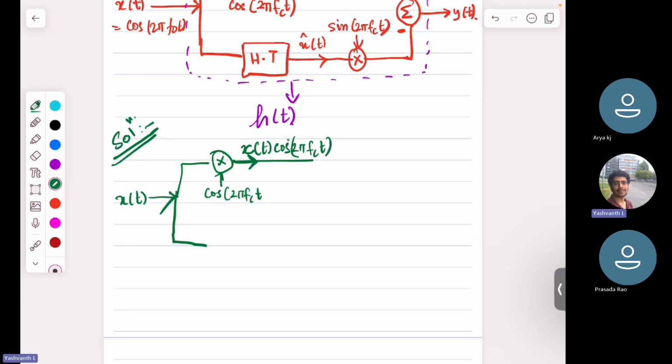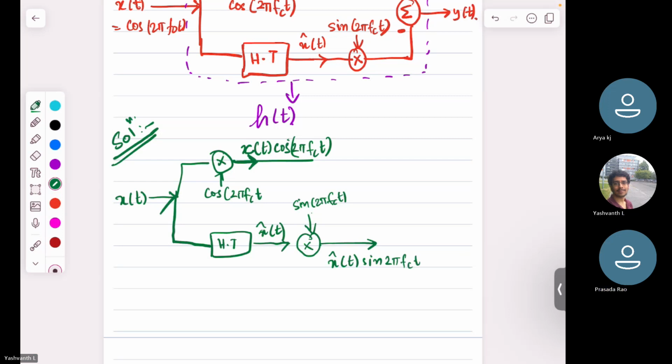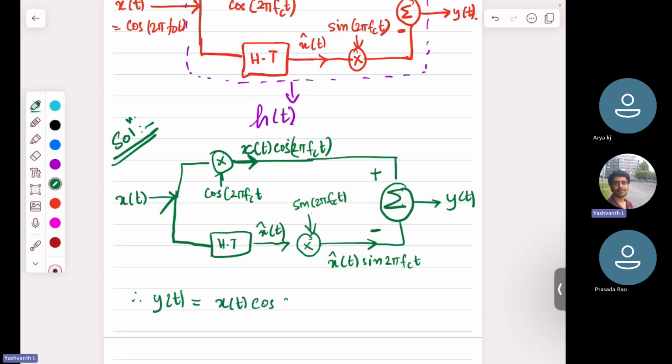Now what happens? In the bottom part you make a Hilbert transformer, and this is nothing but x hat of t, and that undergoes a sine multiplication. So what is the output of this multiplier? x hat of t into sine 2 pi fct. Now both are going through an adder where the top part is plus and the bottom part is negative. That output is y of t. So therefore your y of t is nothing but x of t into cos 2 pi fct minus x hat of t into sine 2 pi fct. Is it okay?